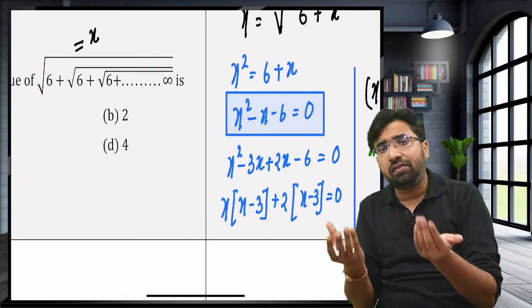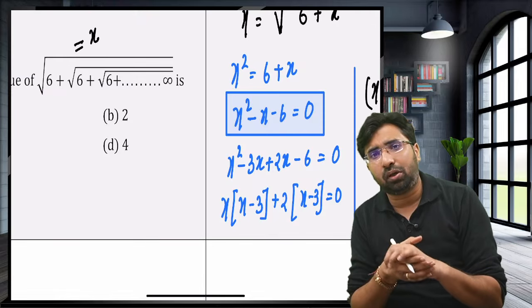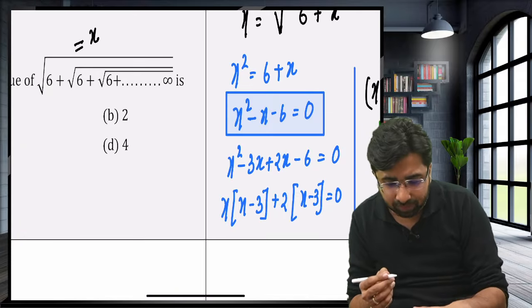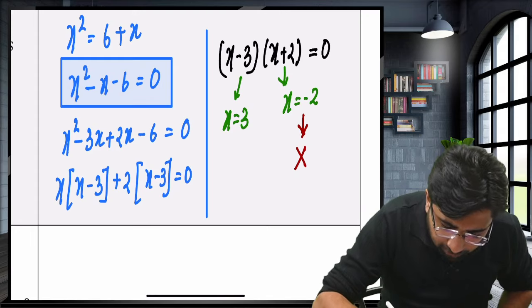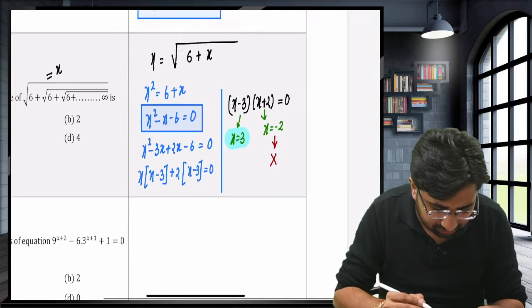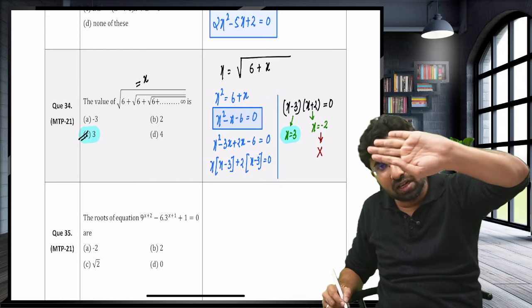Square root of anything will always give you a positive number. The outcome can never be negative. That's why minus 2 can never be the outcome of this question. So I have to ignore this and say x is equal to 3. Even if they give you minus 2 as an option, that can never be the answer.